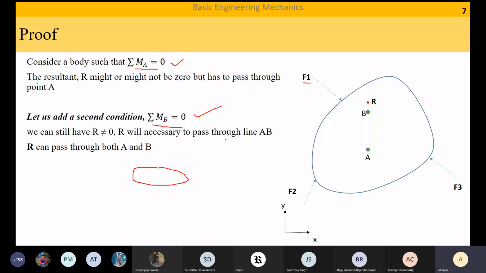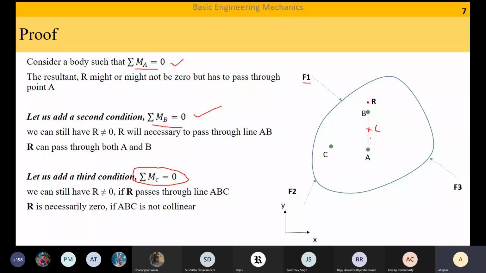Now two things can happen. C prime could be in the same line as AB, or C could be non-collinear to AB. If C was collinear to AB, then the three conditions, moment about point A, moment about point B, moment about point C is zero, and resultant is non-zero, because resultant R could pass through ABC.